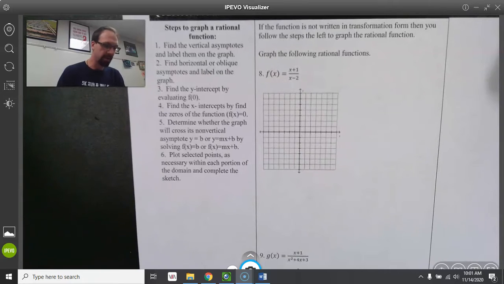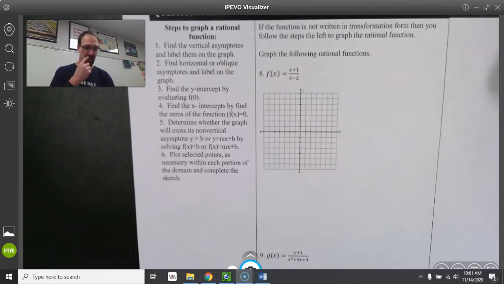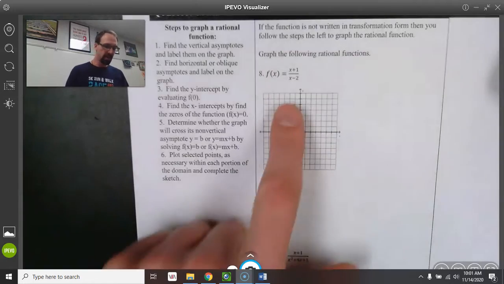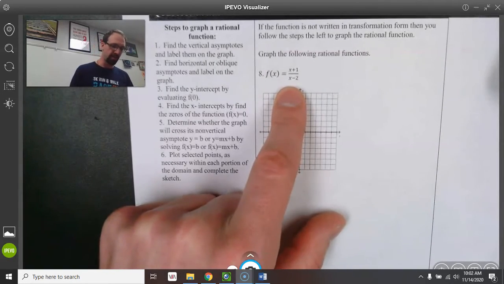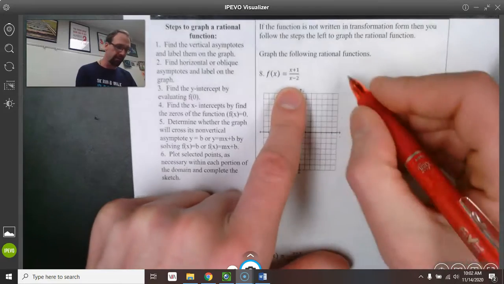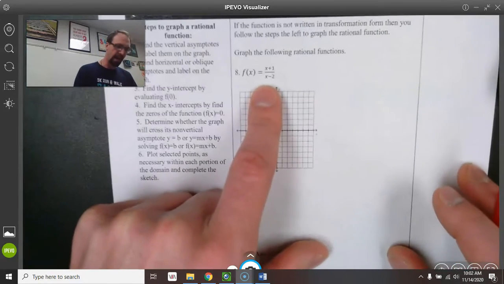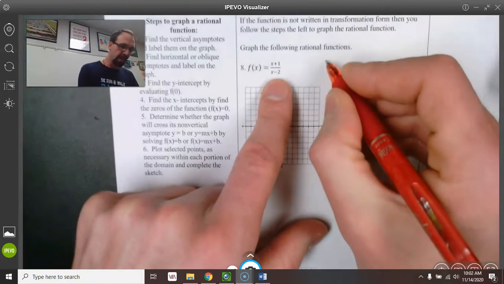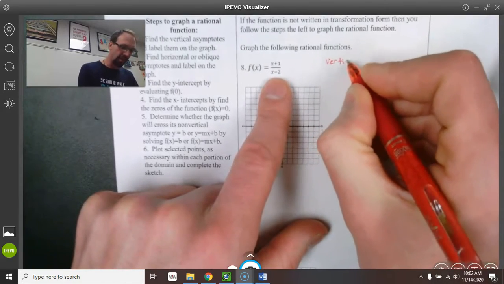So the first thing we want to do is find the vertical asymptotes. Remember, the vertical asymptotes could also be holes, so you have to check that also. For the vertical asymptotes here, we set the denominator equal to 0 and then solve. I am going to show each of these steps as we go through. Please do so as you're graphing as well.